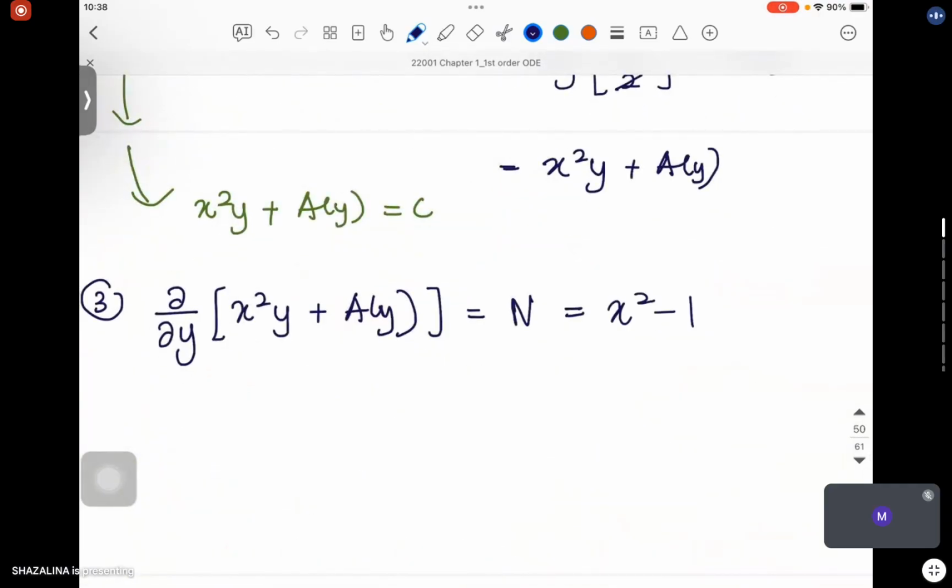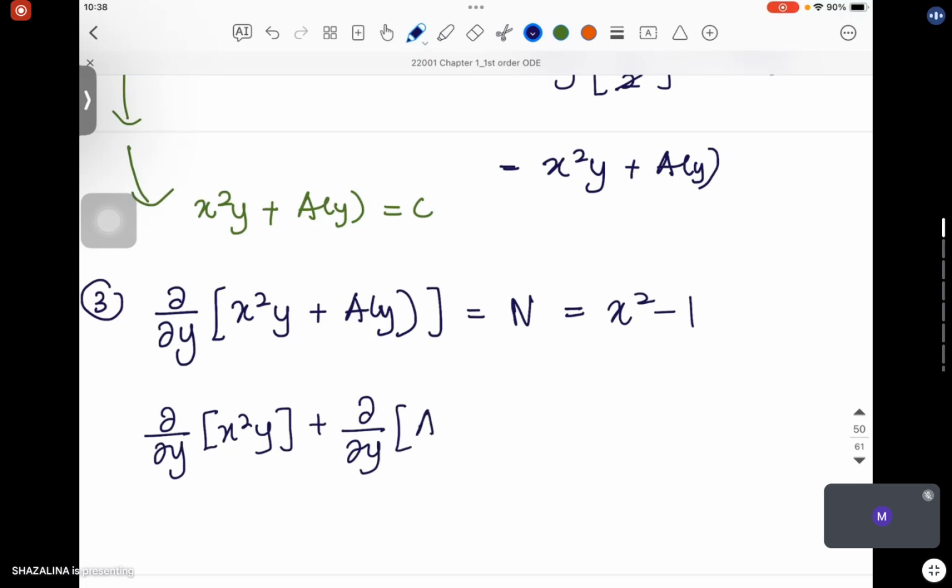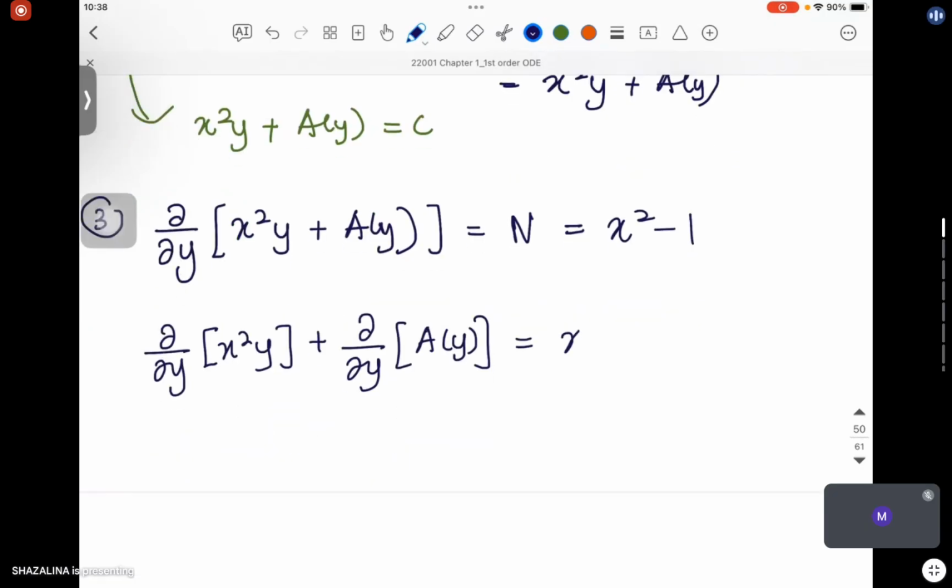So now we differentiate this partially with respect to y. One by one we do it: del y of x square y plus del y of a(y), equals x square minus 1. For the first term with respect to y, x is a constant, x square is constant, then differentiate only y. For this one, we do not know what function y is, so differentiating with respect to y, it will become a prime y.